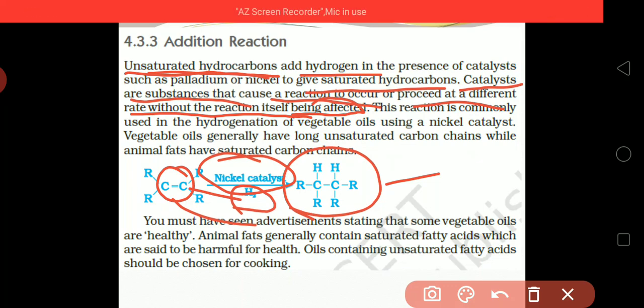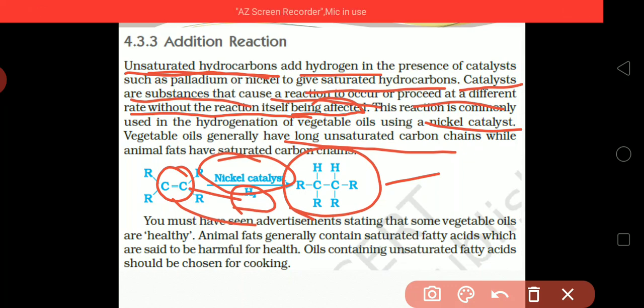This reaction is commonly used in the hydrogenation of vegetable oil using a nickel catalyst. Hydrogenation of what? Vegetable oil using a nickel catalyst. Vegetable oil generally has a long unsaturated carbon chain, while animal fat has a saturated carbon chain.